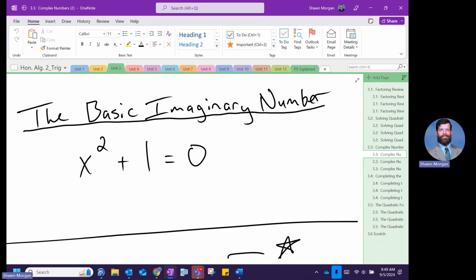A degree 2 equation is going to have 2 solutions. Degree 3 would have 3. Degree 4 would have 4, etc.